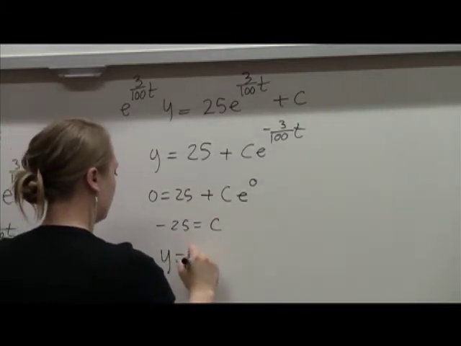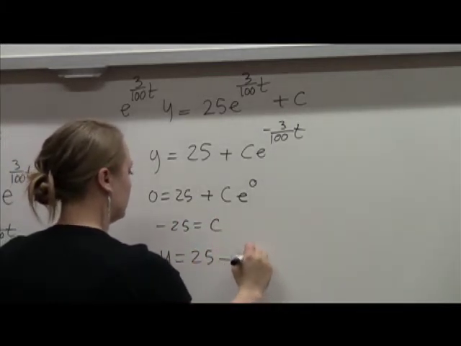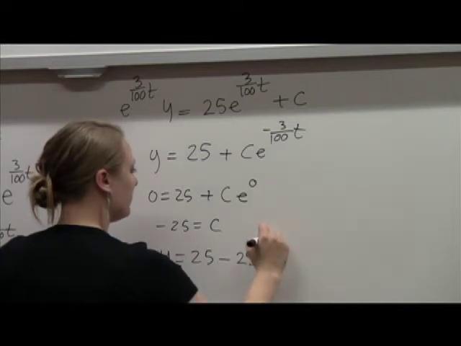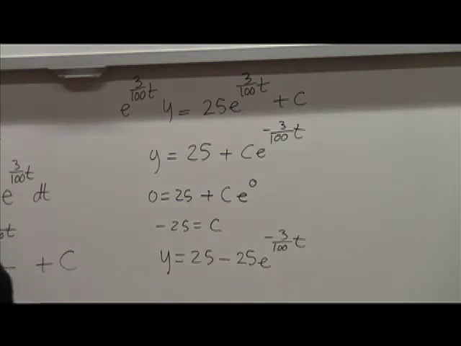So I rewrite it as y equals 25 minus 25 e to the negative 3 over 100 t. Now comes the trickiest part. Well, I think it's the trickiest part. 1 hour, you don't plug in 1. You plug in 60. Everything else is in minutes. So this has to be in minutes as well. They don't usually do that to you on the test, but I've seen them do it enough that I want to make sure you know.